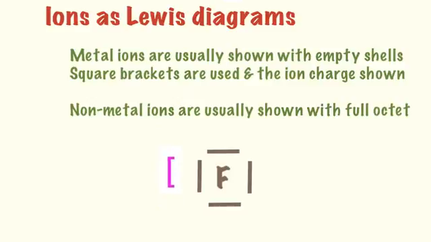So we add the square bracket, and I've used colour for adding square brackets. Of course, you don't have to do that. And since we've added 1 electron, it must have a negative charge. So I would show the fluoride ion as that, and that would be my Lewis diagram for it.